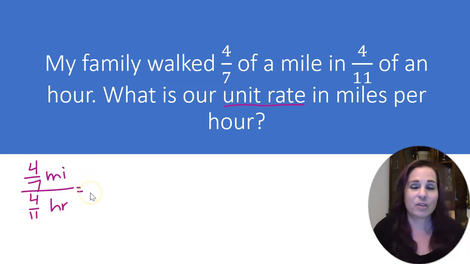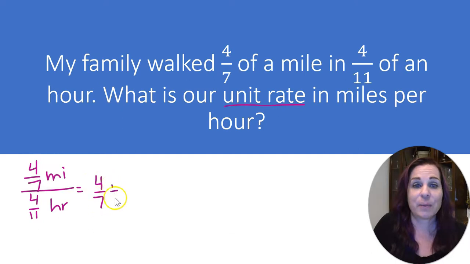So that looks a little complicated to have a fraction inside, actually 2 fractions inside of a fraction. So we're going to use the fraction bar as what it's intended to be used for, which is to represent division, right? So we're going to write this rate as a division problem. So we're going to have 4/7 divided by 4/11. Now, when we divide fractions, we're going to keep the first one, switch to multiply, and flip the second one.